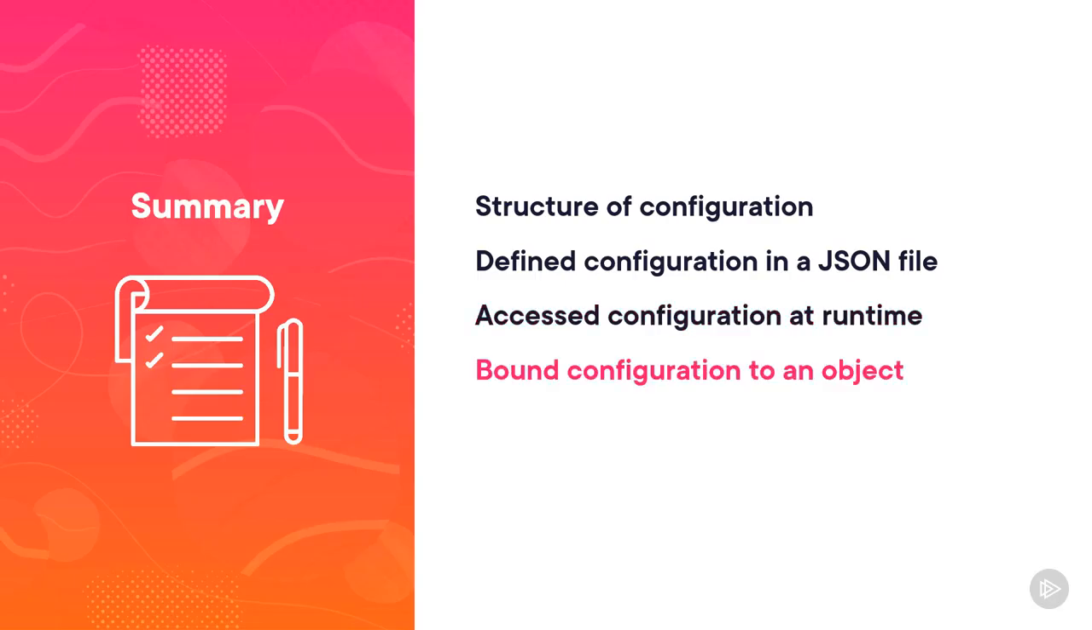Where we needed to access multiple keys from a section, we saw that we could bind configuration to strongly typed objects using the Bind method. Finally, we overrode some values for our development environment. I'm sure you'll agree that what we've learned so far is reasonably straightforward.